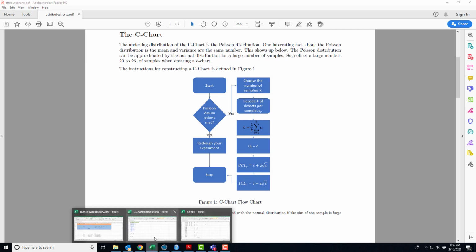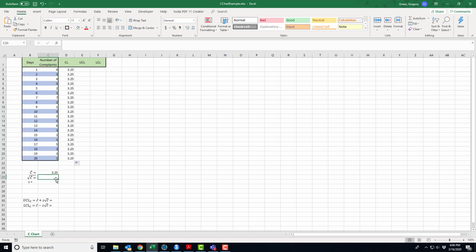Okay, so let's go back. I need c bar. So that's the square root of 3 1/4. The z that we're going to use is 3. So I'll put that in there. And then for the upper control limit, all I have to do now is collect my information. It's c bar plus z times the square root of c bar.